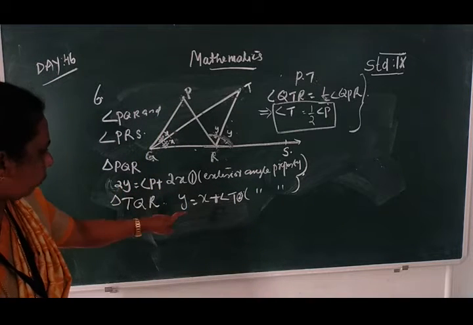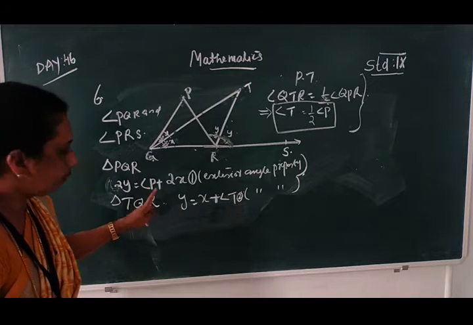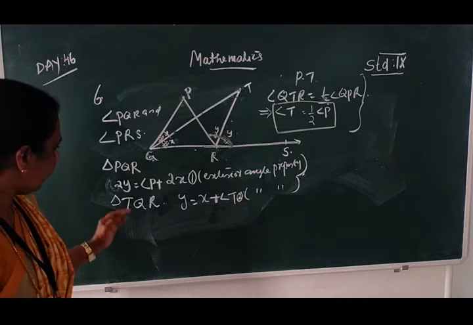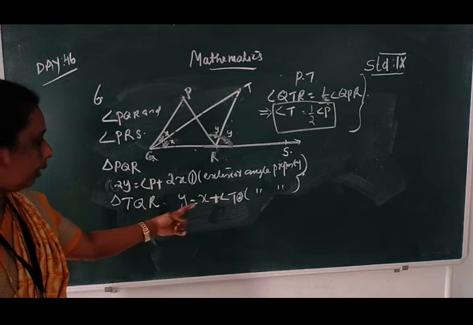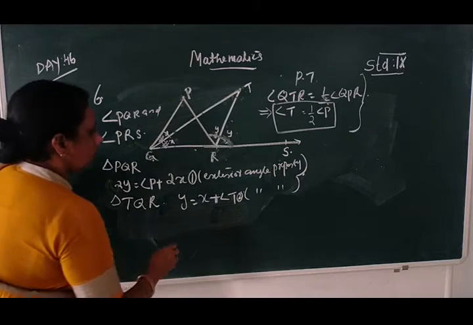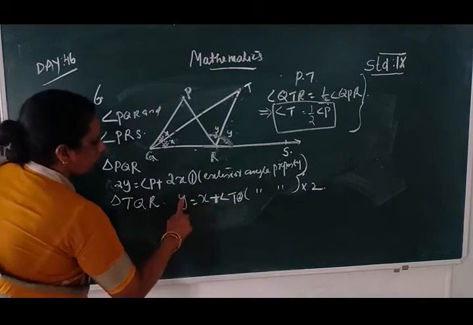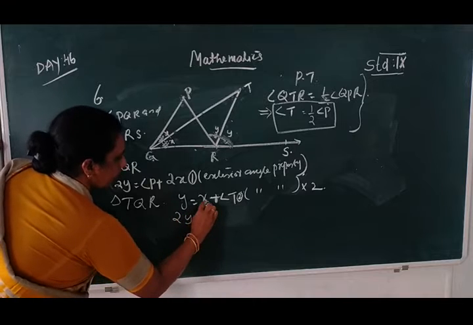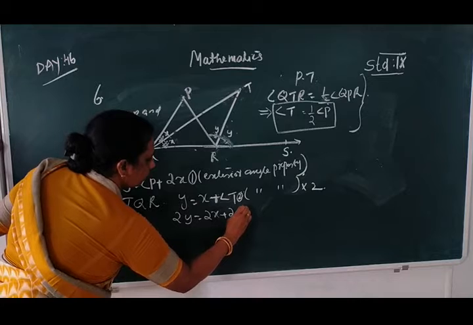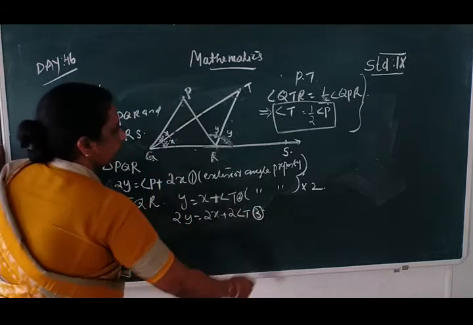So I have to take these two equations. On the left hand side here 2y, here only y. If these two equations' left hand sides are equal, then we can equate the right hand sides. So to equalize the left hand side, I have to multiply equation number 2 on both sides by 2. So multiply the first equation by 2, we get 2 into y, 2y. On the right hand side, 2 into x, 2x plus 2 into angle T, that is 2 angle T. This is equation number 3.